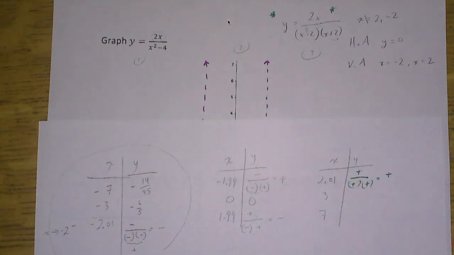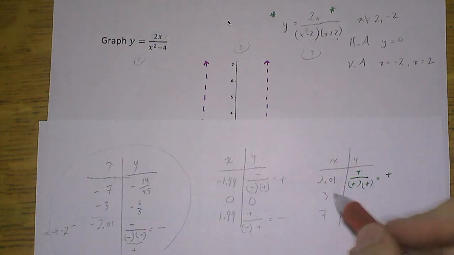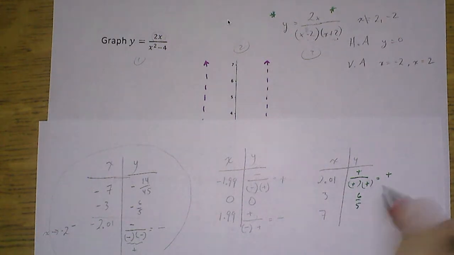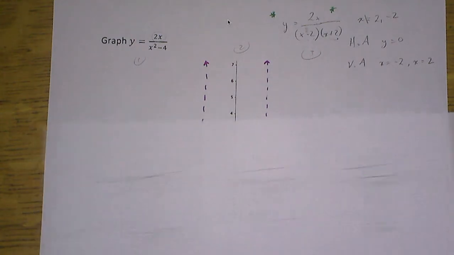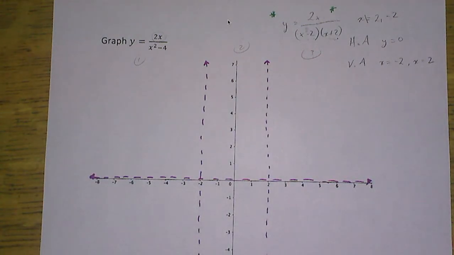Ooh, this is hard work. So if I plug in 3, that's 6/5. 7 is, I don't know, 14 over 45. And the numbers are symmetric. So I'm just going to jump over here and graph my points.